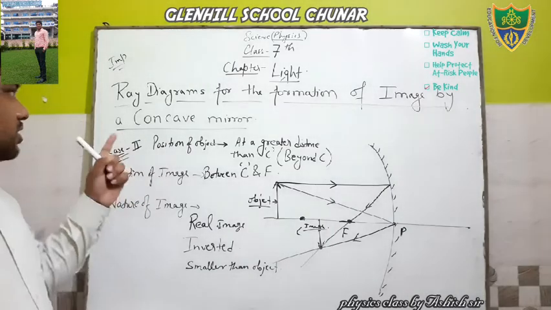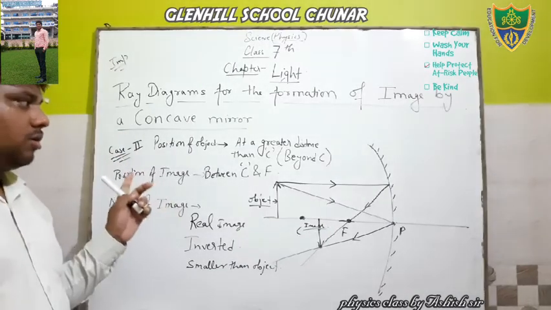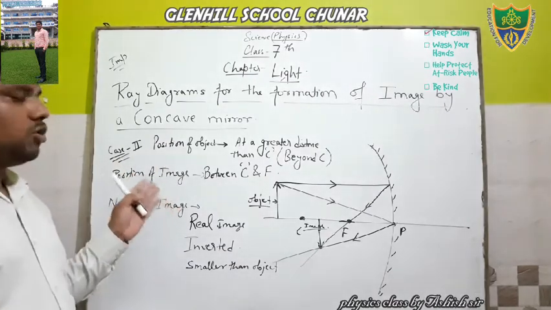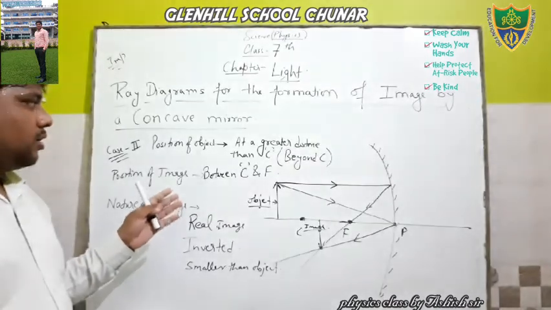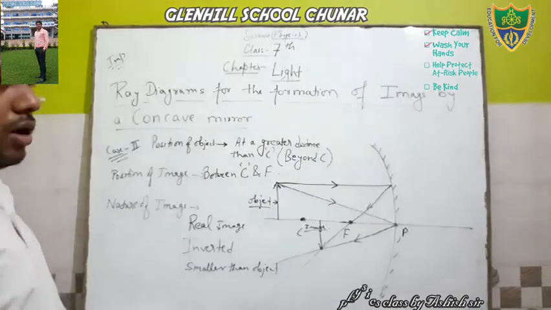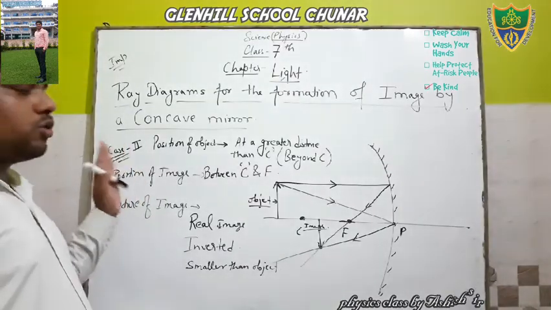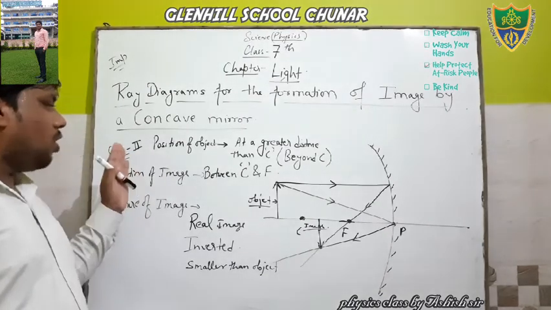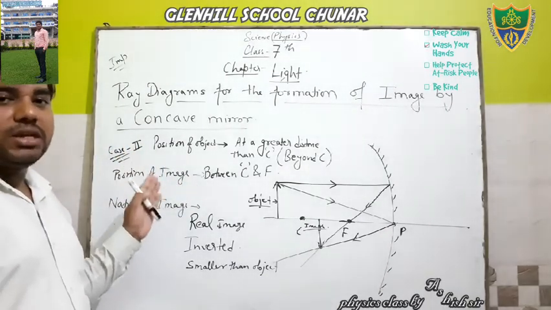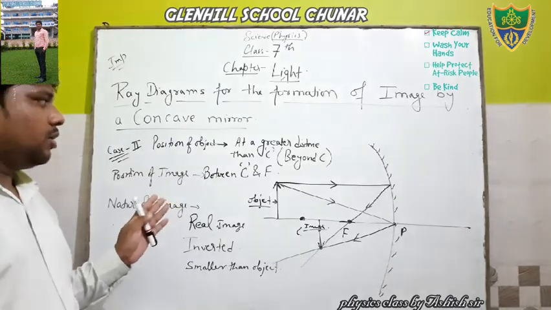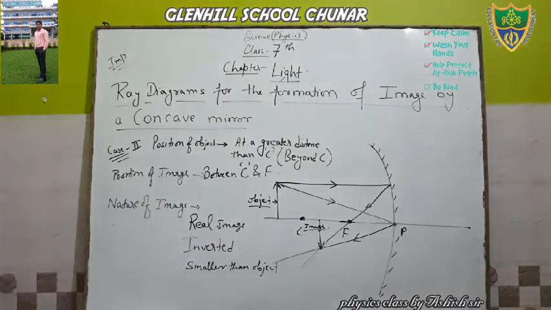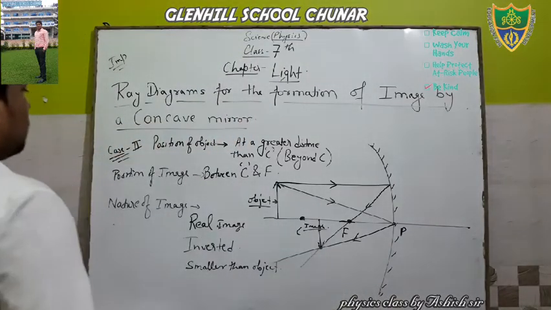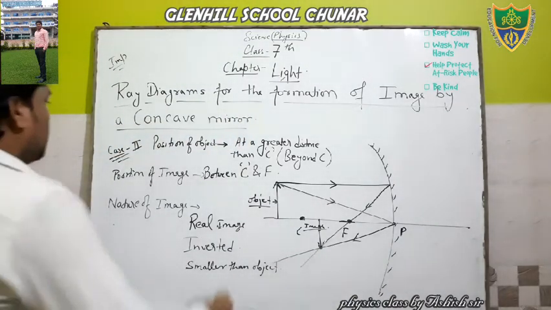All of you note this ray diagram in your copy exactly as it is. Don't use your book. Okay, and in your copy all four cases are there. You have to write or draw all four cases in your copy. Understood? Okay, let's start the third case. What is the third case?